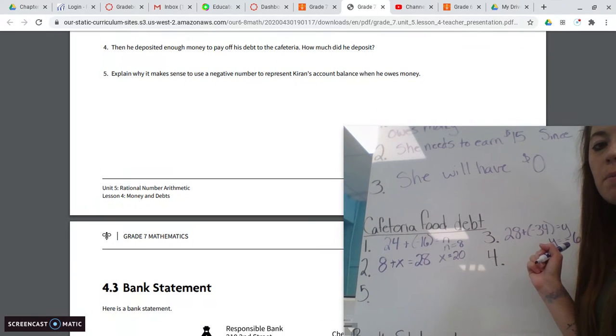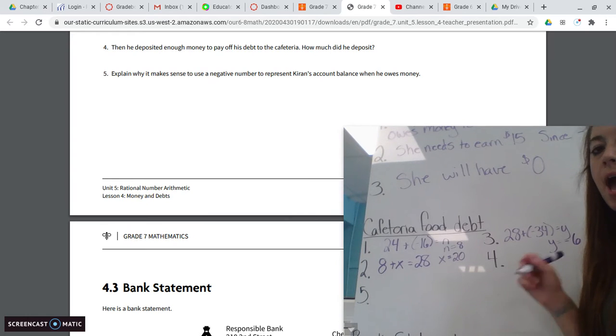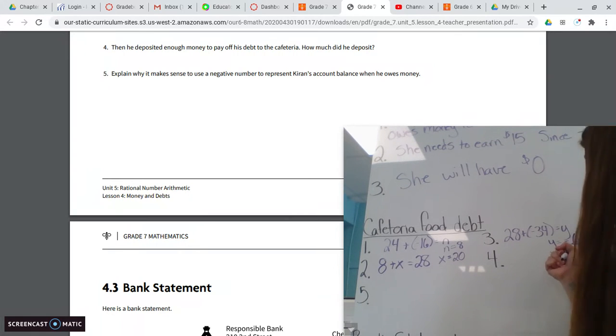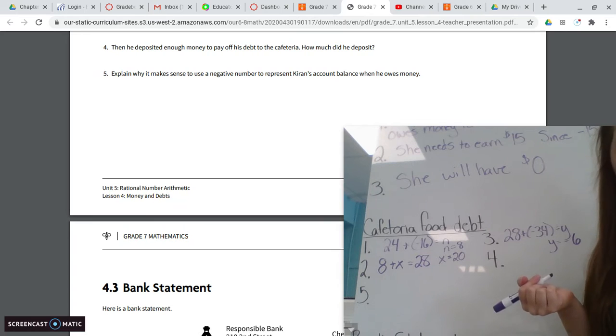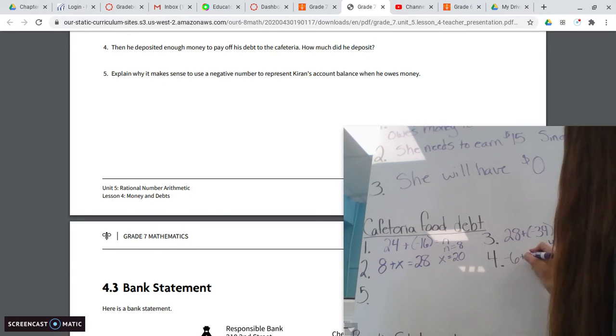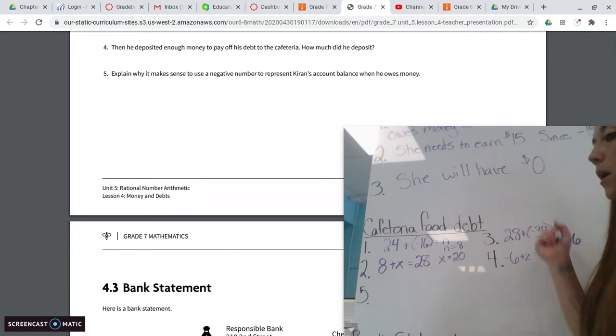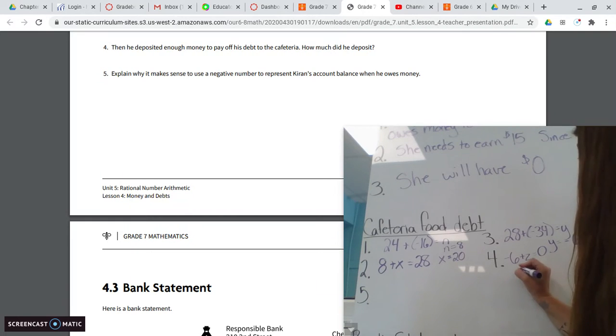Okay. For number 4, then he deposited enough money to pay off his debt to the cafeteria. How much did he deposit? So if he paid off only enough to take care of that negative $6 debt, how much then does he have to pay back to earn that? Well, our equation, negative 6 plus z equals 0. So just like before, our additive inverse, what do we have to add to negative 6 to get to 0? 6. So he would have deposited exactly $6.